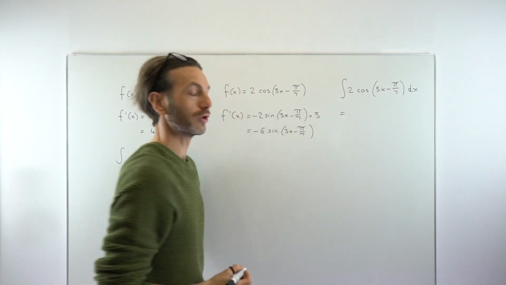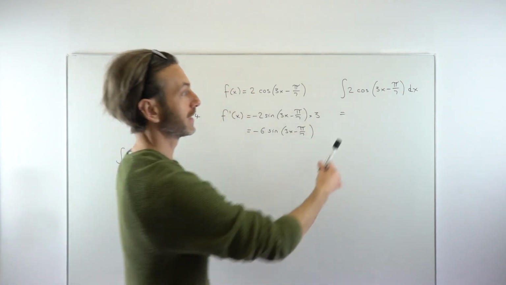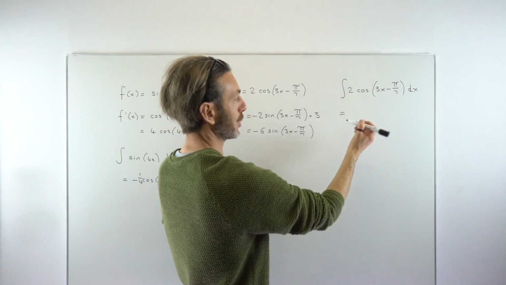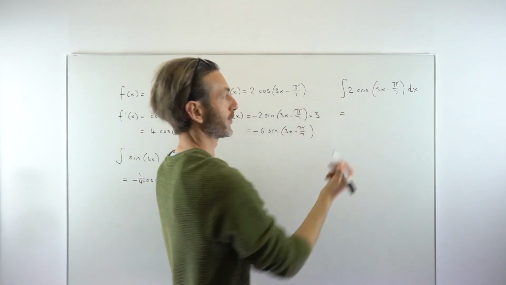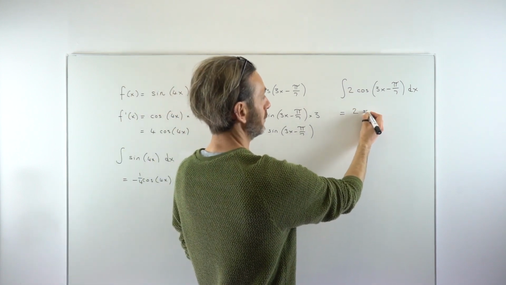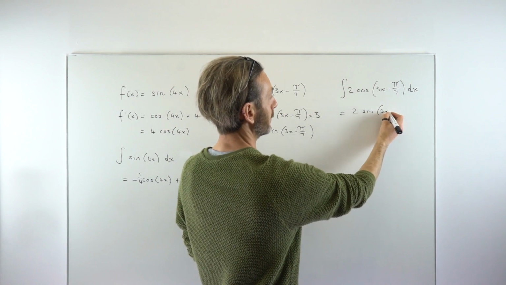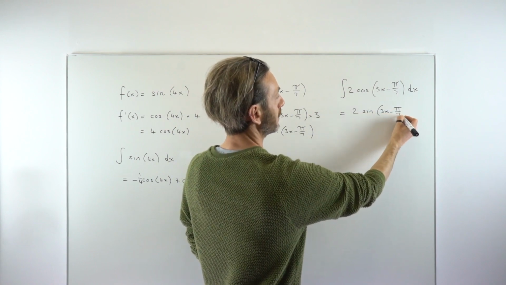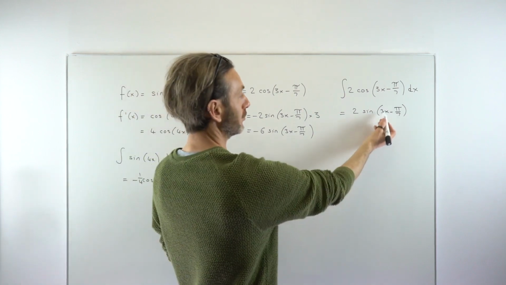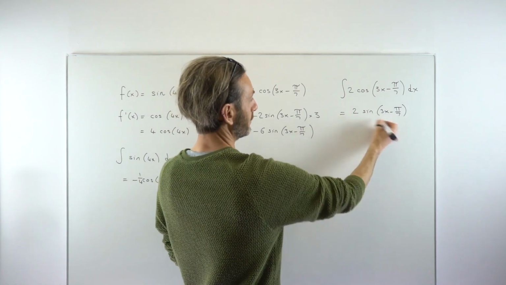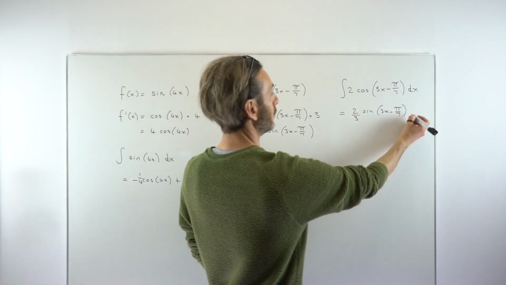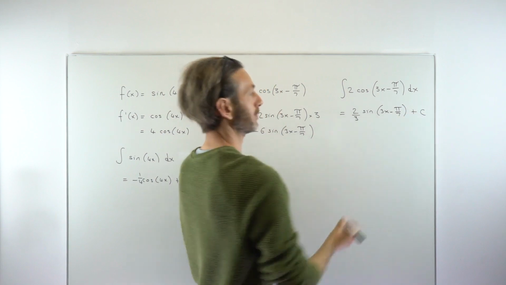Same idea, just that we're dividing by the derivative. It's the same function actually, so the bracket again never changes. When you integrate cosine, that goes to positive sine. The 2 is just going to stay there, so it's going to be 2 sine, and then the bracket will stay the same. 3x minus pi over 7. This time we're dividing by the derivative. The derivative is still 3, so we would divide by 3, or you could just write it as 2 over 3 like that. Because it's an indefinite integral, we're going to put our plus c on the end.